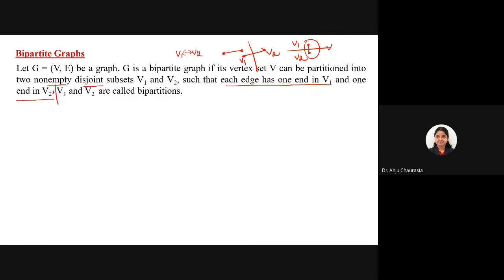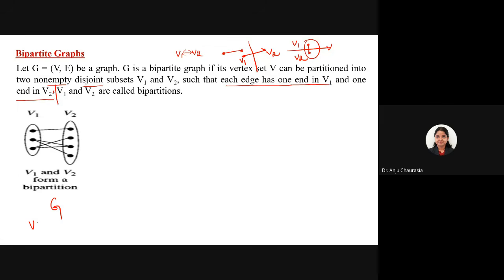So if G is a graph, then we can divide the vertex set into two disjoint subsets. Disjoint means there should be no common vertices. Each edge... now look here. This is a graph G. The vertex set V, suppose I am giving the names, is A, B, C, D, E, F, G.